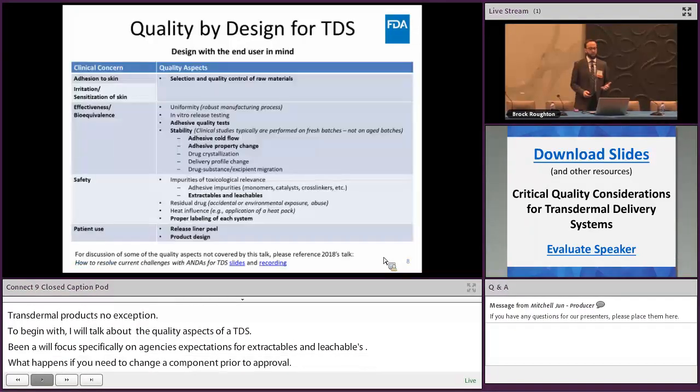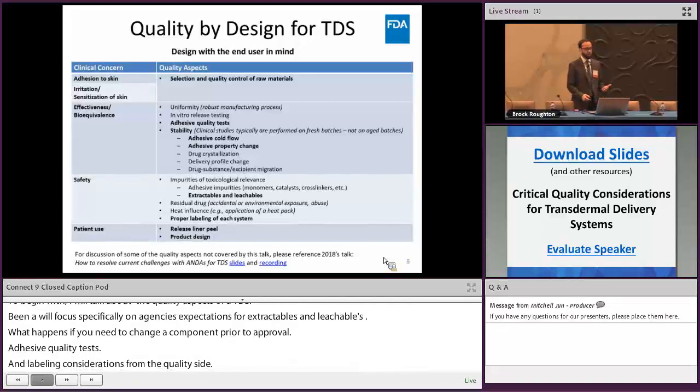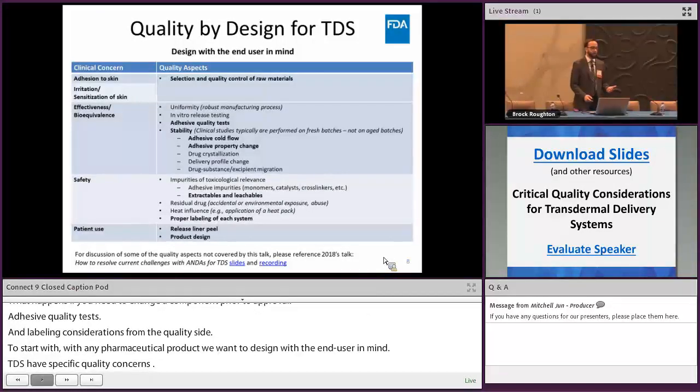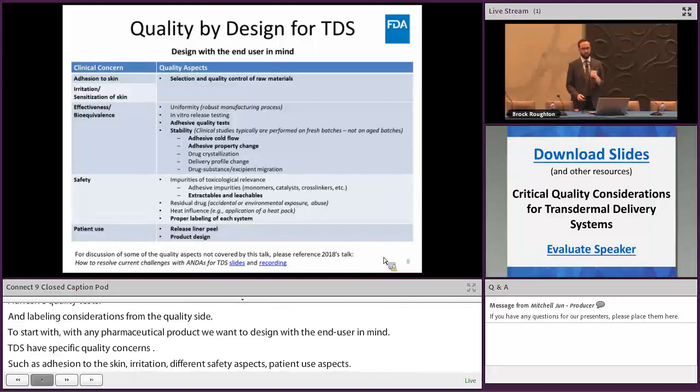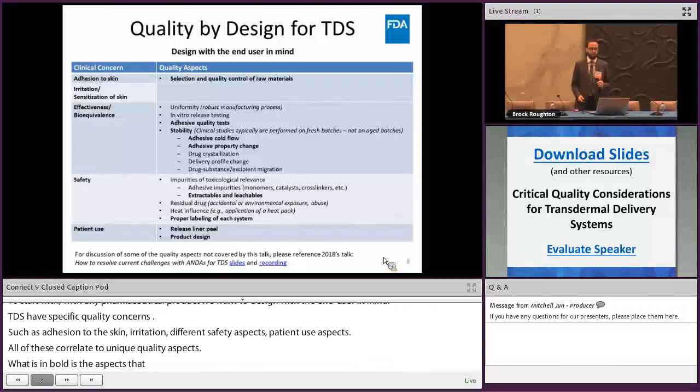To start with, like with any pharmaceutical product, we want to design with the end user in mind. TDSs have specific quality concerns, as Dr. Ghosh spoke about, such as adhesion to the skin, irritation, different safety aspects, patient use aspects. All of these correlate to unique quality aspects. What's bolded here are the aspects that I'll touch upon in my talk. For some of the other aspects, I'd refer you to my colleague's talk in this forum from 2018, and there's a link in your slides.